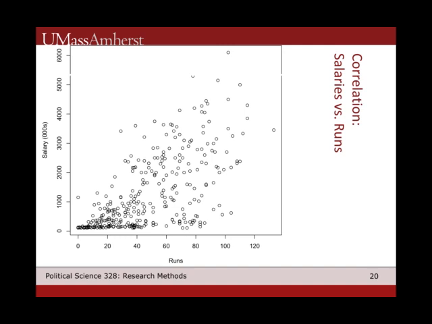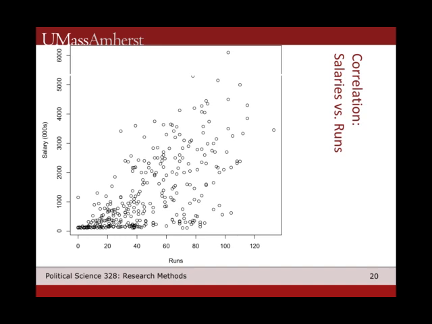So a nice example here of what a covariant relationship looks like when we start to look at actual data. You will see that along the x-axis, we have graphed runs. So this is the number of runs hit by all Major League Baseball players, sometime in the 1990s probably. And their salary is graphed along the y-axis.